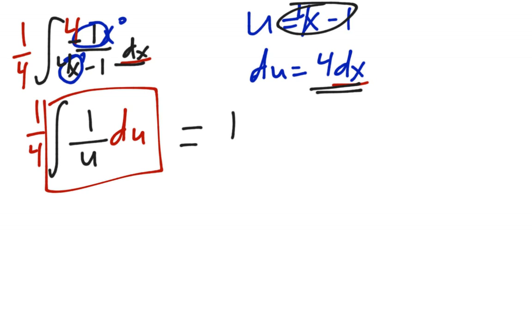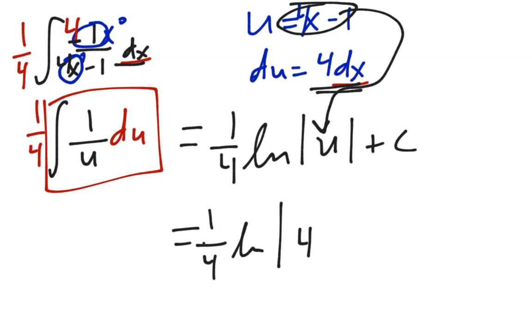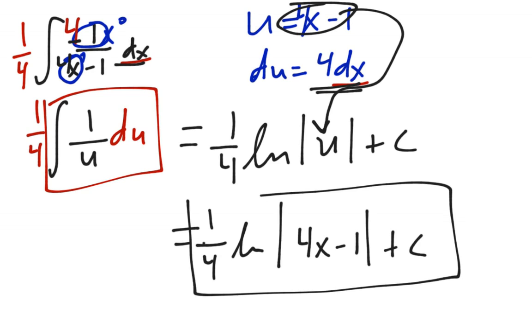So my final answer is 1/4, no, it's not my final answer, sorry, 1/4 natural log absolute value of u plus c. I'm not done yet because I need to substitute back in the x's, so I plug them back in. So I got 1/4 natural log absolute value 4x minus 1 plus c, and this is my final answer.